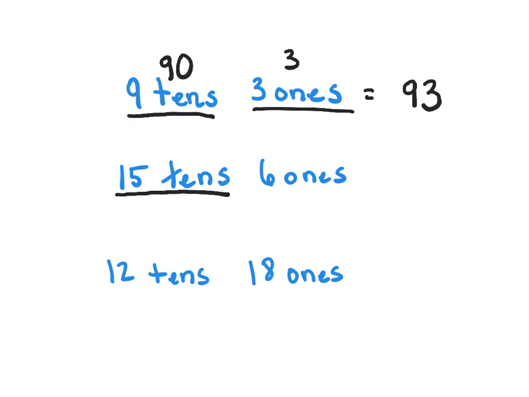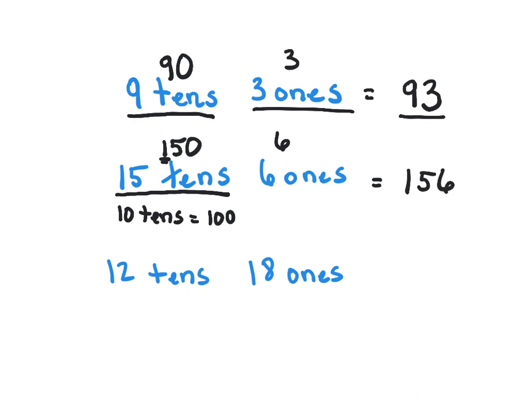Well, what's 15 tens? 15 times 10, 150. So basically what we had to do is we had to rename 10 tens. 10 tens is really equal to 100. And this is why this number turned into 100. We have a 3-digit number compared to this one being a 2-digit number. Then we have 6 ones would be 6, and this would be 156. 12 tens is, again, the same thing.